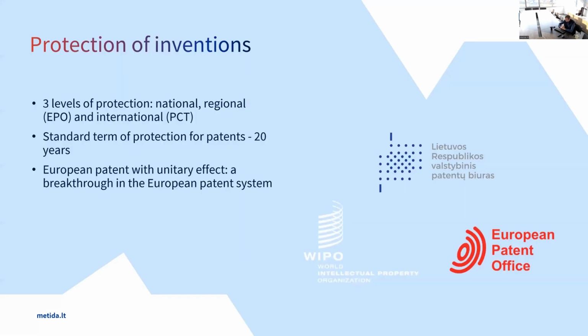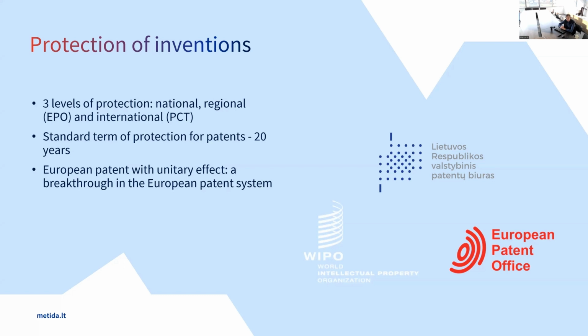And also, we have several levels of protection. So we can file an application to a certain country. Also, we can file an international application. And also, we can file a regional application. For example, we file one application to the European Patent Office. And then when we have a granted patent, then we can make validations or extensions to countries in Europe.